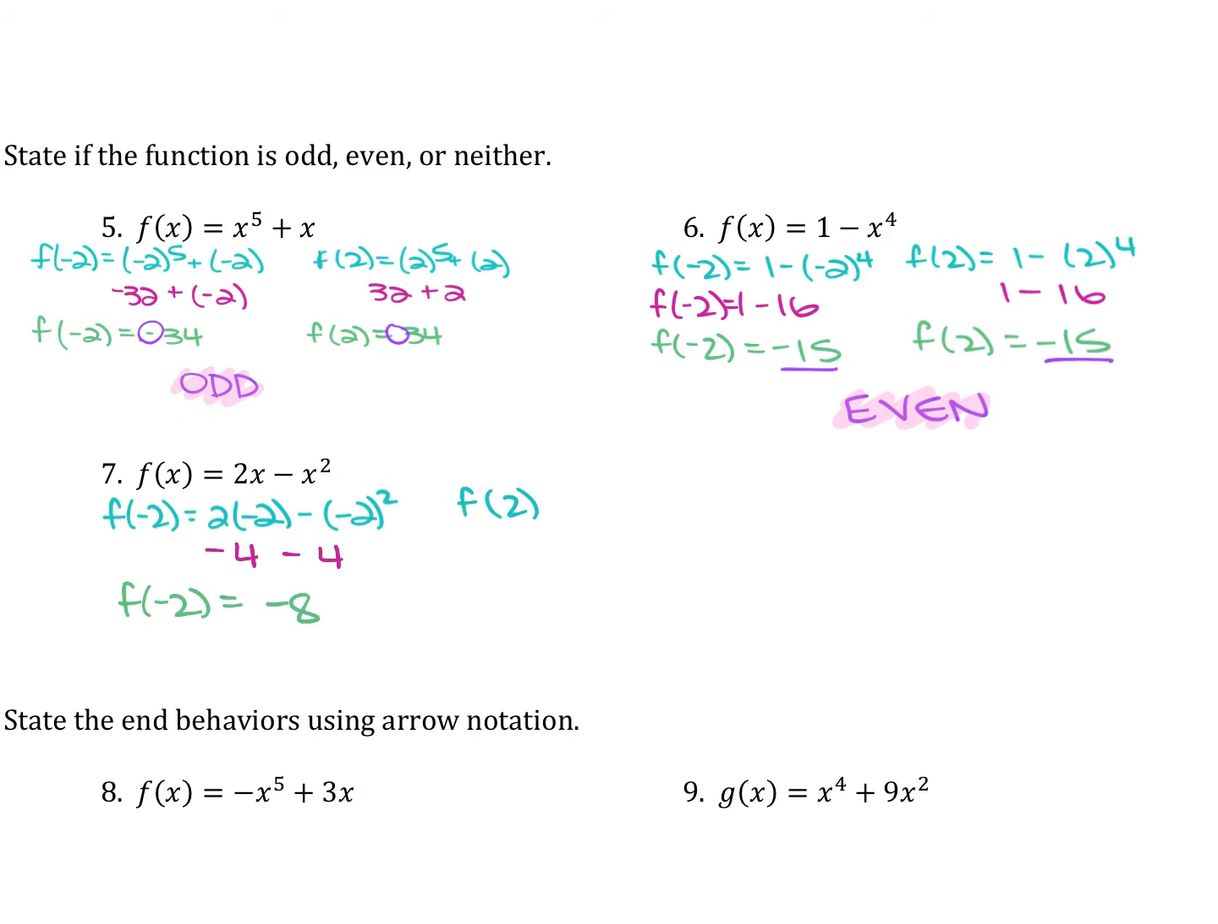If we also do f of 2, that's going to be 2 times 2 minus 2 squared. The 2 times 2 is 4, minus 2 squared is 4. 4 minus 4 gives us f of 2 is equal to 0. These two numbers are neither the same nor are they opposites. So this one is neither.